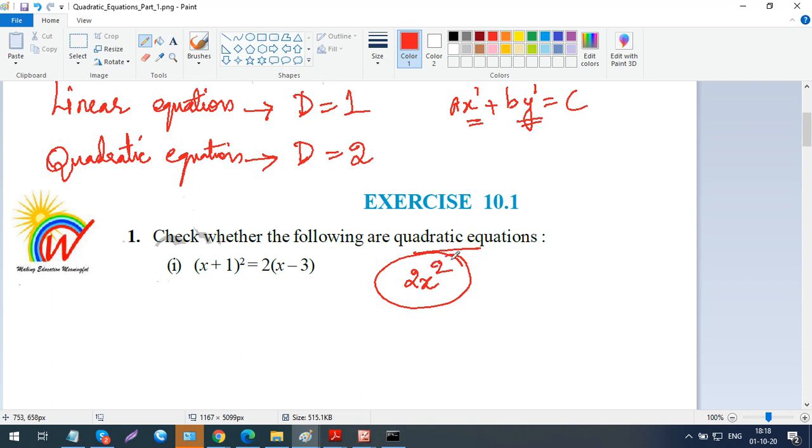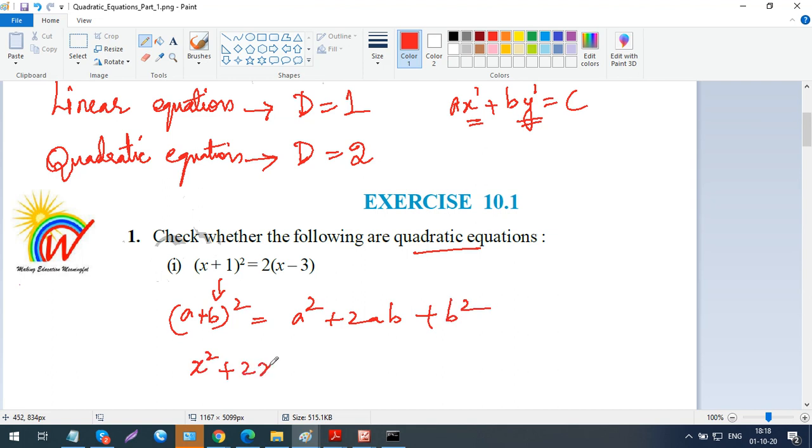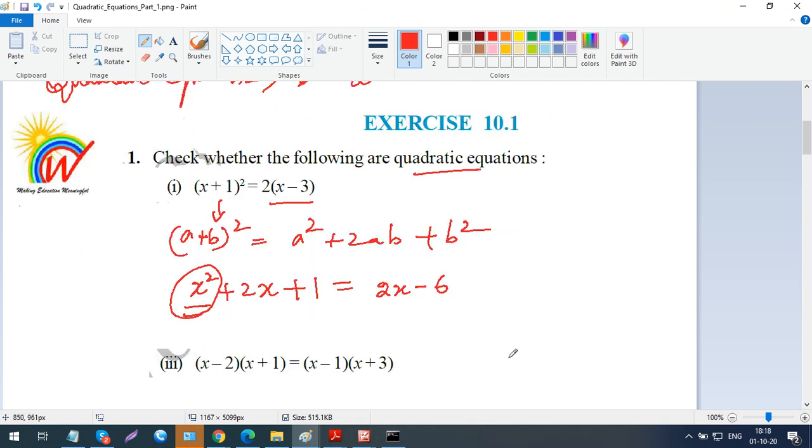So now in this case, if you look at it, you have got x plus 1 the whole square, and this side you have got 2 times x minus 3. So this could be solved using the a plus b the whole square formula. It's a square plus 2ab plus b square, right? So you get x square plus 2x plus 1 is equal to 2x minus 6 on the other side, right? So here you see you have got a power of x square in it, right? You don't even have to solve other things and see. So this is a quadratic equation.